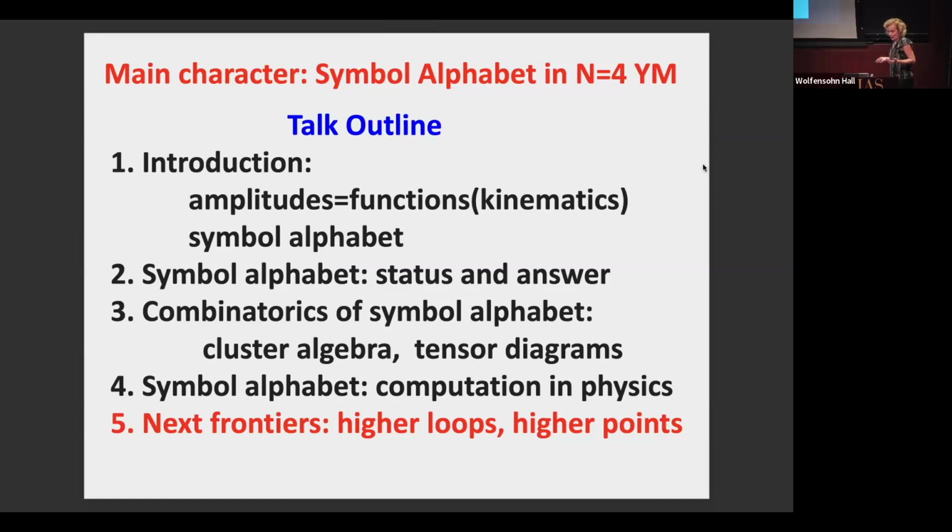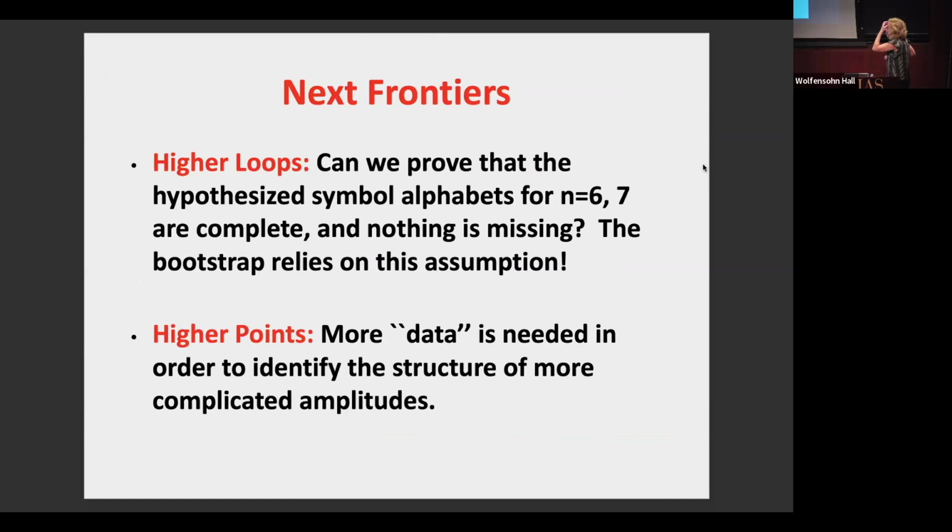Okay, higher loops. So what would be some of the questions for higher loops? Dixon's bootstrap program starts with the ansatz for the symbol alphabet. It assumes that the 6 and 7 point alphabets are complete. There's nothing missing. And then you start bootstrapping based on that ansatz. So can you prove that? That would be the question I would like to address.